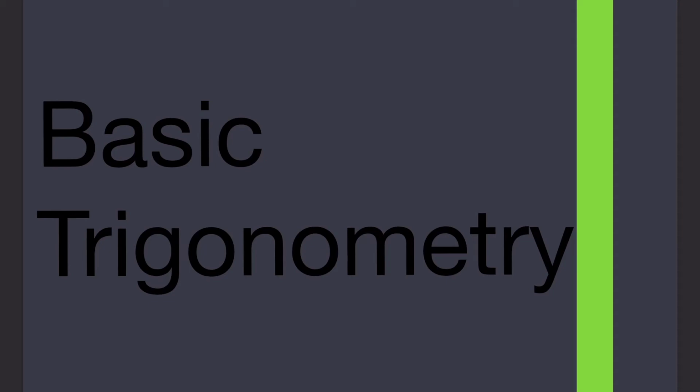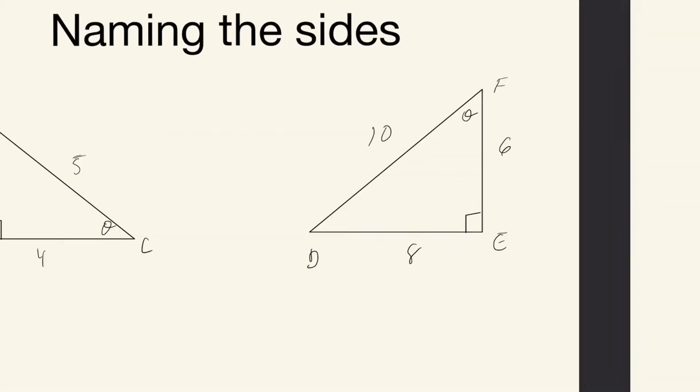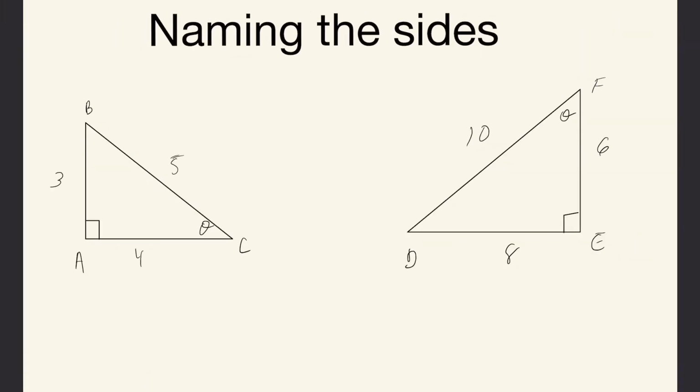Hello, today we'll be learning about basic trigonometry. So basically trigonometry is the study of triangles. There's a lot of parts to trigonometry, but for today we're going to be focusing on right triangles. So we have two right triangles here. We're going to be focusing on naming the sides because that's very important.